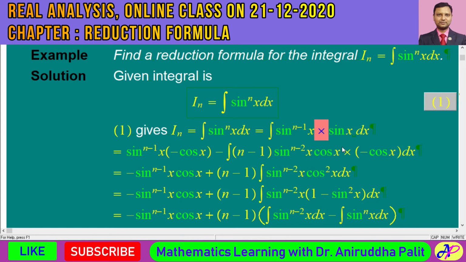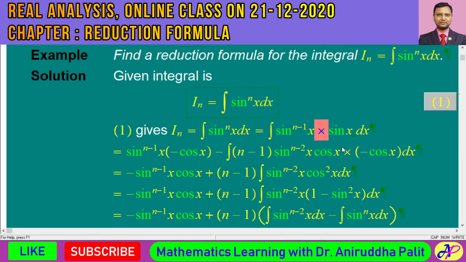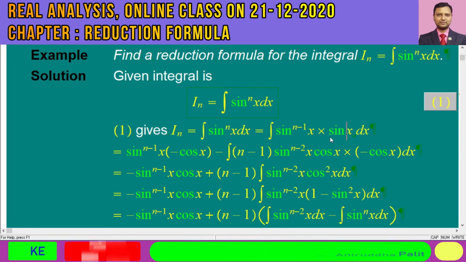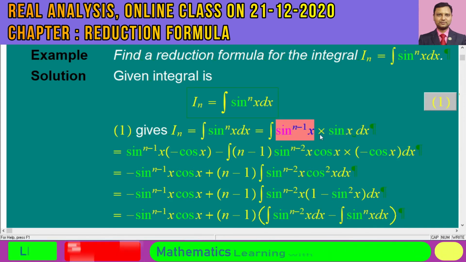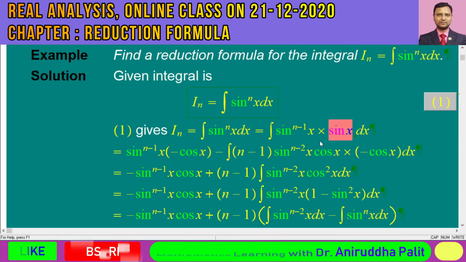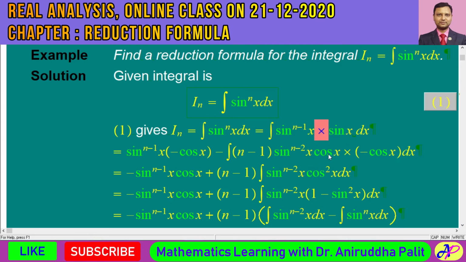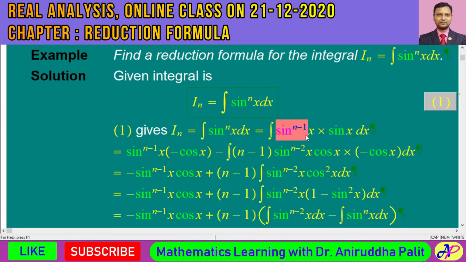So we need two functions. One is function u, the first function. Another is the function v. Whenever the v function is integrated in integration by parts, this function is easy to integrate. So that's why I am taking this function as the second function. And this function is easy to differentiate. Generally, the first function is differentiated, and the second function is integrated in the integration by parts formula. So we are taking this as the second function, and this is the first function.